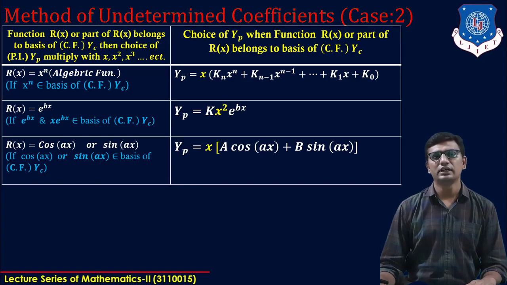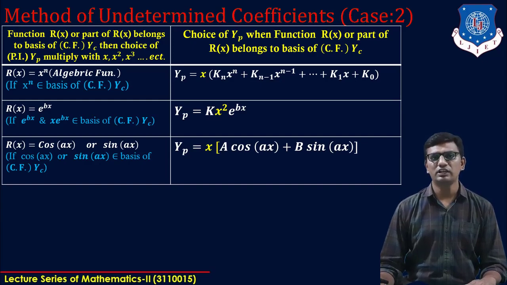according to the example. Here R(x) is x^n, that means it is an algebraic function, and R(x) equal to x^n belongs to the choice of Yc. Then the choice of Yp is x times (k_n x^n plus k_(n-1) x^(n-1) up to k_1 x plus k_0). Here k_n x^n plus k_(n-1) x^(n-1) up to k_1 x plus k_0 is the choice for x^n according to case number 1. But here our R(x) = x^n belongs to the complementary function, so we multiply it by x.